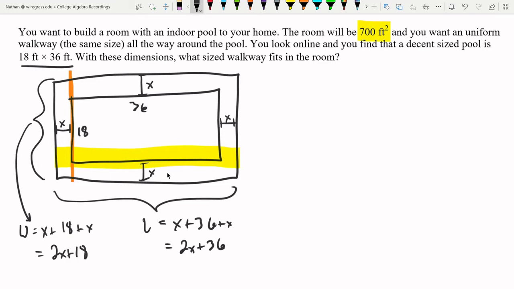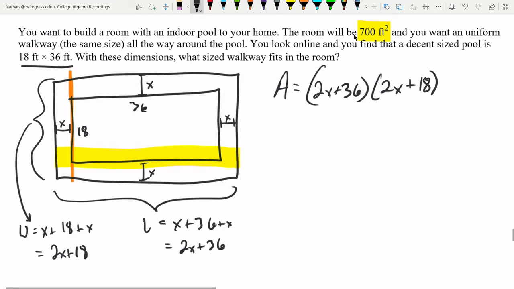And so our total area of this thing is going to be length times width. And we know our area has to be 700 square feet. I can get rid of the A. And this is just a quadratic equation that we can solve by, in this case, distributing everything on the left-hand side. So let's go ahead and do that.